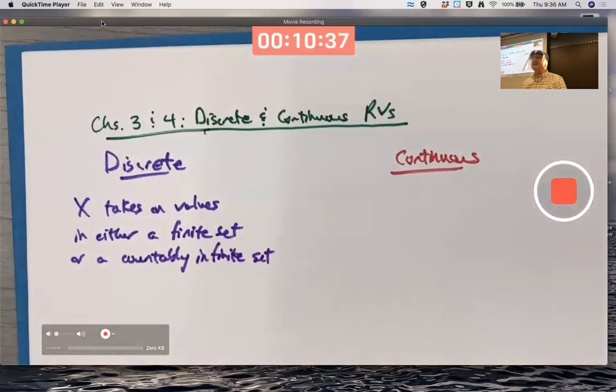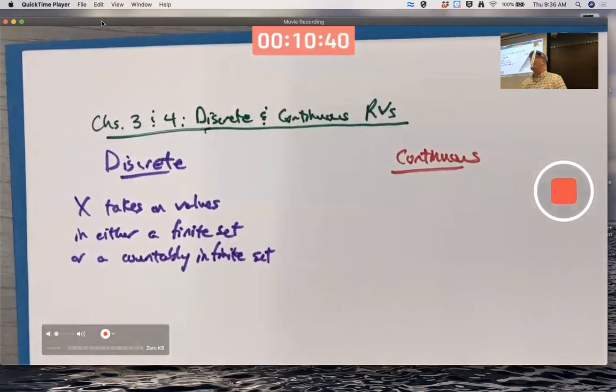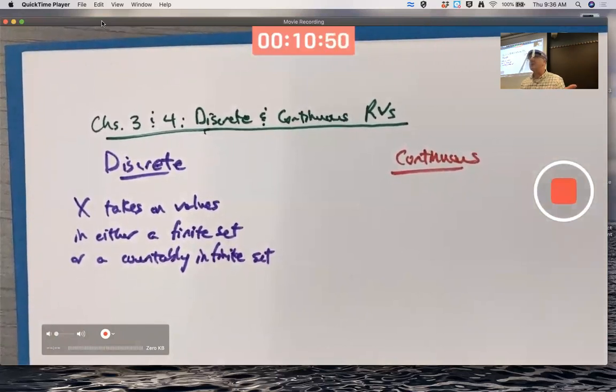It means it's an infinite set where you can list the numbers out in some order and essentially count them. Though to literally count them, you'd be counting forever. Like the natural numbers, 1, 2, 3, 4, 5, 6, 7, 8, 9, 10, etc., forever and ever. That would be an example of a countably infinite set.